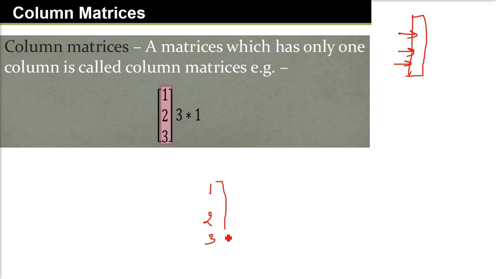So this is one column. 1, 2, 3, these are values in one column. Rows can be any number. In this particular case, we have 3 rows and 1 column. When you have only one column, we call it a column matrix. So n cross 1 is the generalized way to represent a column matrix because it has one column.